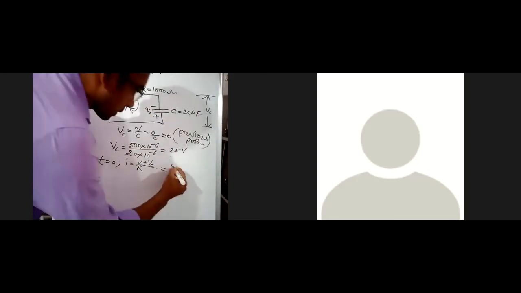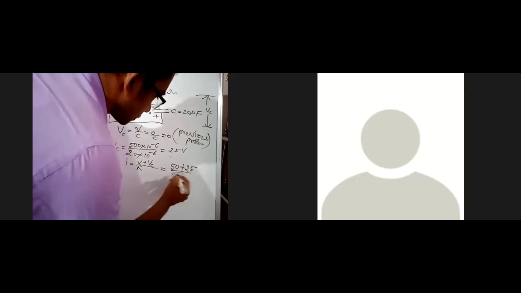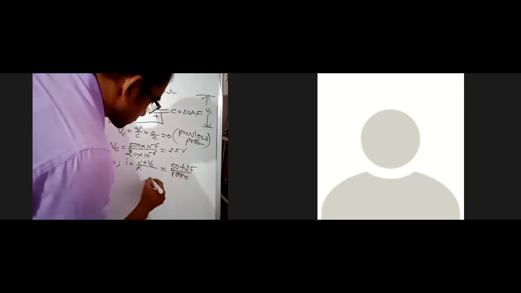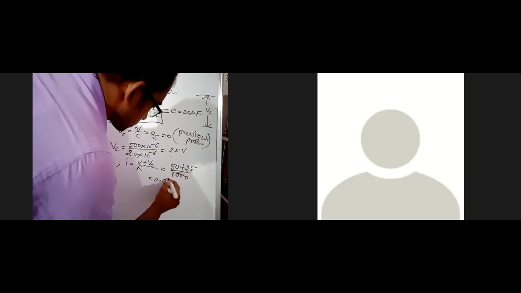Your V is 50, Vc is 25. So I is 0.75. See here, in the previous problem, we had taken only V by R because Vc is 0. But in this problem, we had to consider Vc also. That is the difference for the initial condition between the previous problem and this problem.